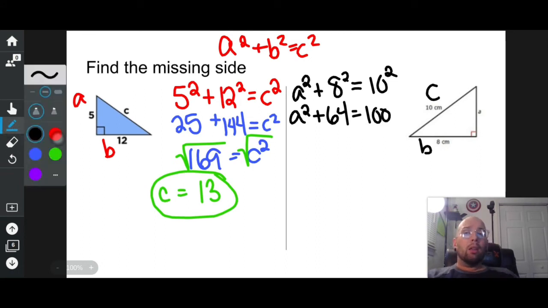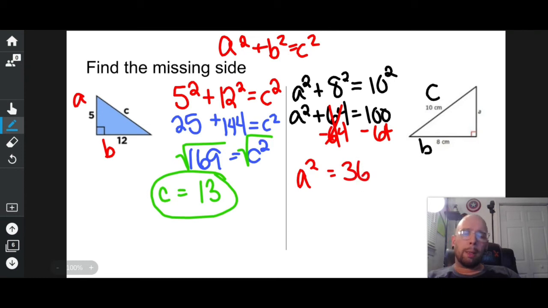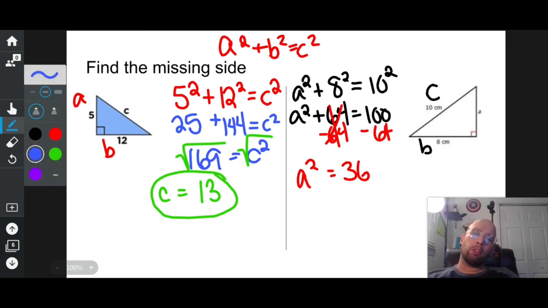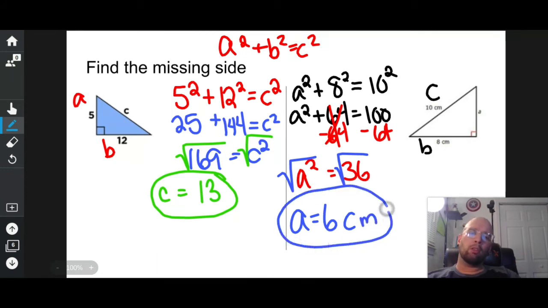Now A is not all by itself. I have to get rid of 64, so I'm going to subtract 64 from both sides. Minus 64, cross you out. A squared equals 36. Is A all by itself? Nope. What's in the way? Squared. How do I get rid of a squared? The opposite of a squared is square root. And A equals 6. And in this case, it's going to be 6 centimeters because that's the unit that it gave us.